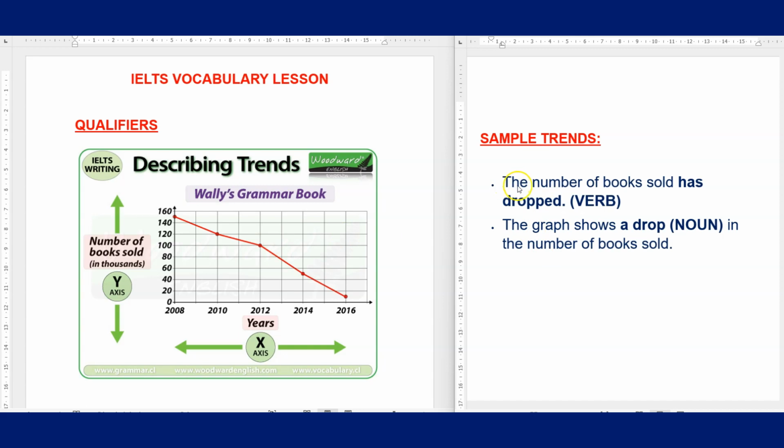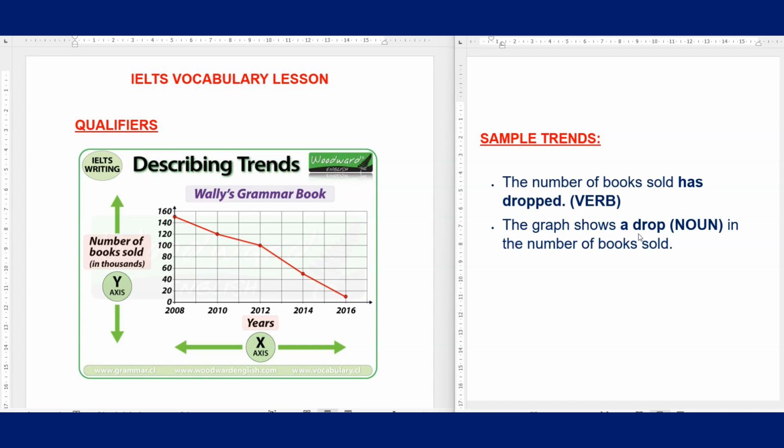We can say that the number of books sold has dropped, which shows a verb. Dropped is a verb. It's the past tense of the word drop. Or we can say that the graph shows a drop in the number of books sold. So a drop is now a noun. Drop is a verb. A drop is a noun.